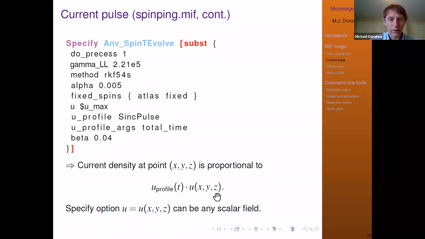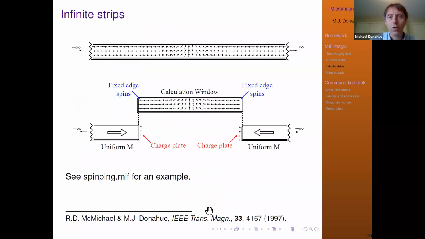Okay, so that's pretty flexible again. It's not quite as flexible as the transform Zeeman, where this thing can be a matrix. It's just a scalar multiple. Okay, another more advanced simulation is to model an infinite strip.